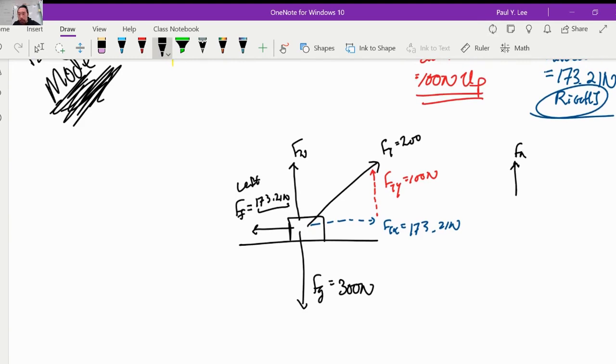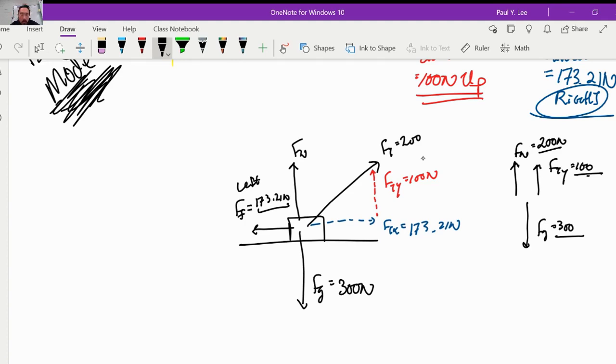Okay? All right. Now, if I take a look at my y-axis or my vertical axis, I see F of n going up. Okay, and I see Fty is equal to 100, and I see going down, I have F of G of 300. So what this means is that all the forces have to add up to 0. So if my F of G is 300 going down, my Fty is 100 going up. That means my surface force, my normal force, isn't pushing back with 300, but rather 200 newtons upwards, because 200 plus 100 gives us 300, and 300 up plus 300 down, this gives us 0.